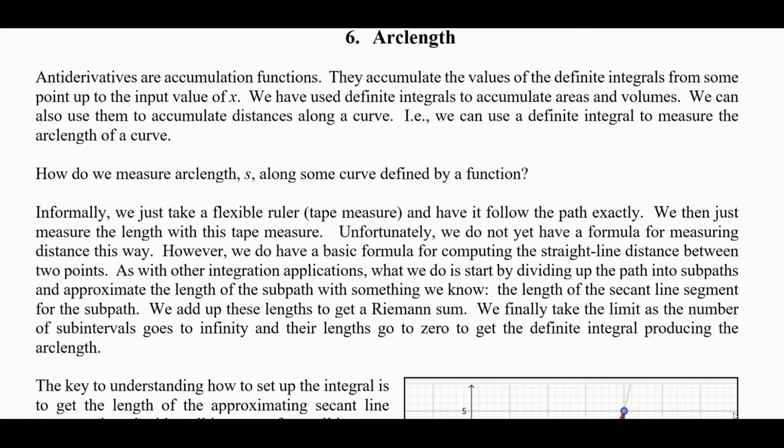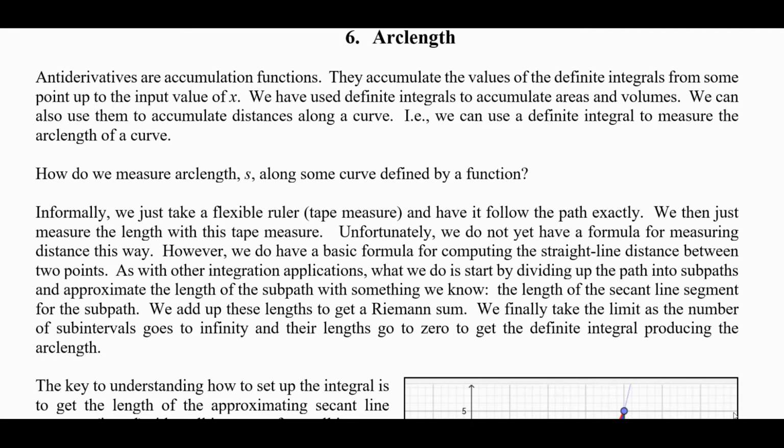So the basic question is, how do we measure arc length s along some curve defined by a function? Well, informally, we just take a flexible ruler, a tape measure, and have it follow the path exactly. We then just measure the length with this tape measure. Unfortunately, we do not yet have a formula for measuring distance this way. However, we do have a basic formula for computing the straight line distance between 2 points.